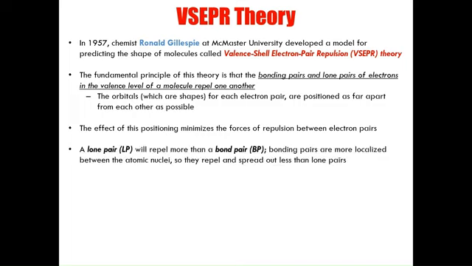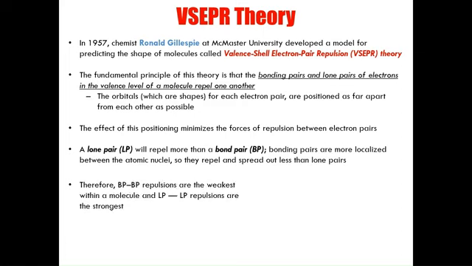A lone pair, signified by the letters LP, will repel more than a bond pair, signified by the letters BP. Bonding pairs are localized between the atomic nuclei. The positive charge of the nuclei keeps the electrons restrained to a smaller area and counteracts the negative charge these electrons radiate. This thereby reduces the repulsive force. So bonding pairs will repel less and spread out less than lone pairs.